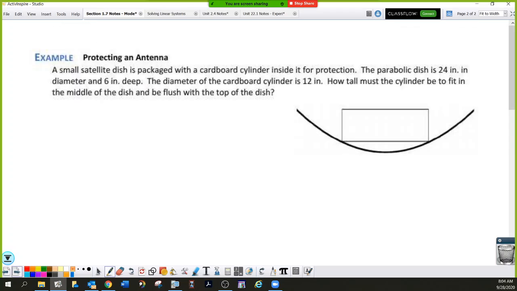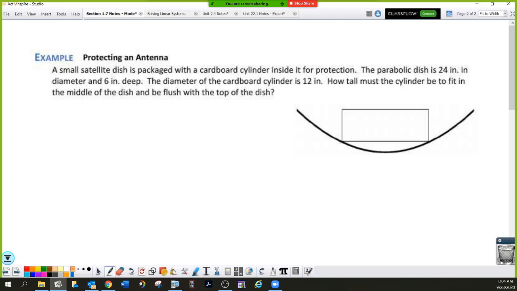Oh boy, now we're going to protect an antenna. This question's fun. A small satellite dish is packaged with a cardboard cylinder inside it for protection. The parabolic dish is 24 inches in diameter and 6 inches deep. Okay, my picture doesn't show that, so I'm going to go ahead and write that on there.